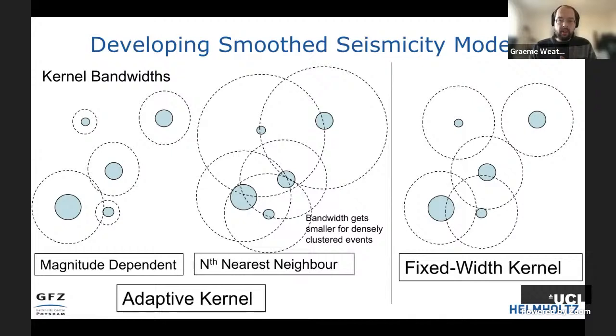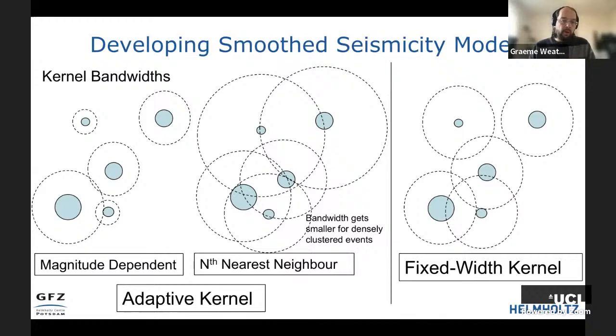This was quite common, including going back to some of the first models that applied this, such as that of Frankel 1996 from the US National Seismic Hazard Model. But more recently, we've seen applications that use what we call adaptive kernels. These are kernels where the actual bandwidth itself will change from earthquake to earthquake. And these might take the form of magnitude-dependent kernels, so based on the size of the earthquake, you might smooth over a different length.